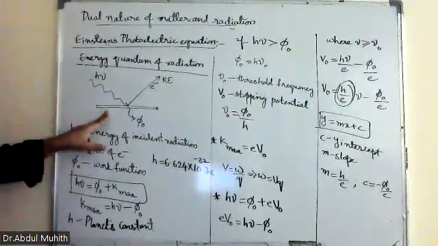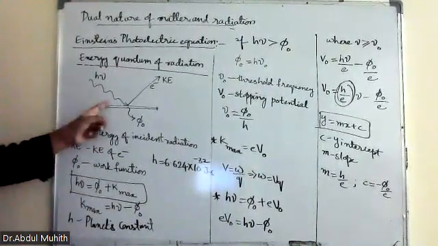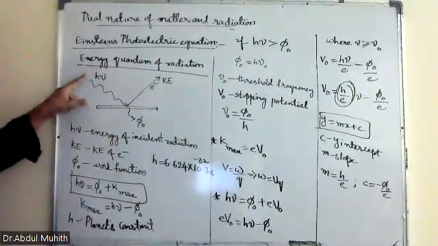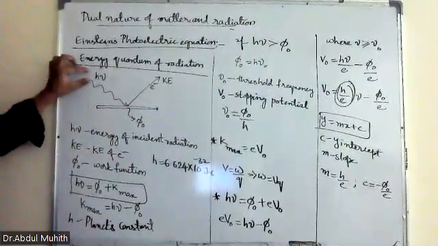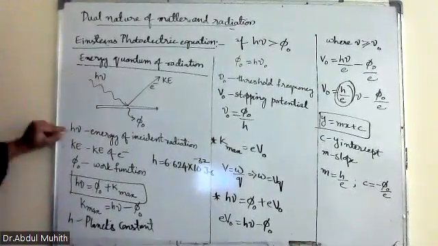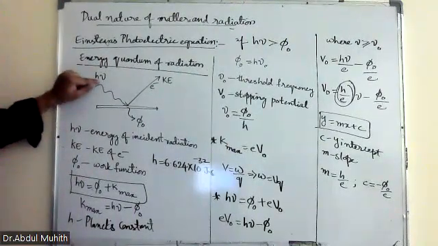So this is the surface, a metallic surface or photosensitive surface. When light is incident on this one, electrons are ejected out, and this is the work function. h nu is the energy of the incident radiation. h is Planck's constant. Nu is the frequency of incident radiation.